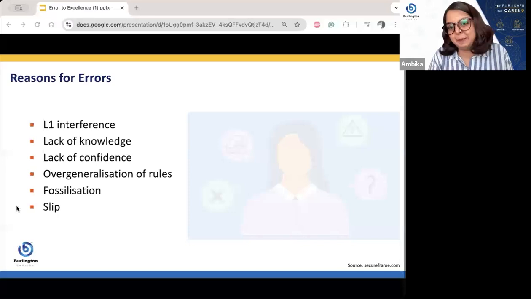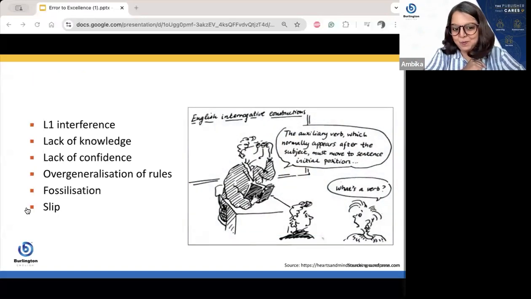And last is a slip that we addressed earlier as well. It's mainly because you know it, but you didn't remember it at that point of time, or you just had a small glitch in what you did. So I'm going to show you a cartoon right now, okay? I want you to guess what is the reason for error in that cartoon. Here you go. Can you tell me what the reason is for the error in this cartoon?